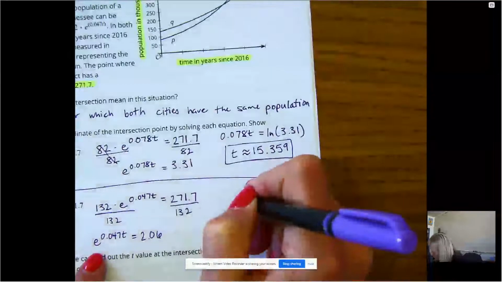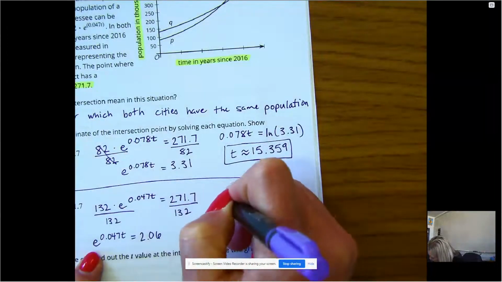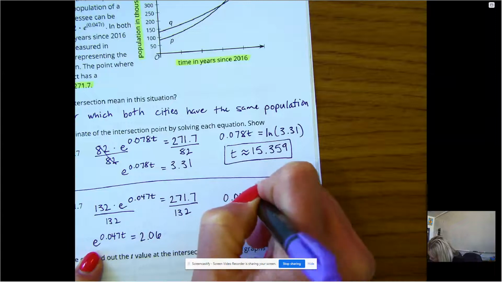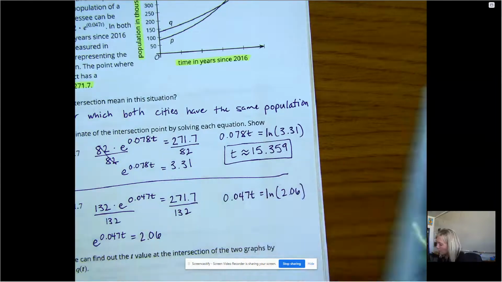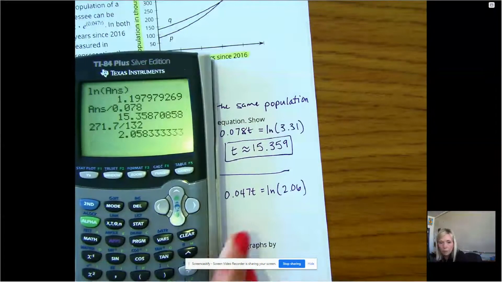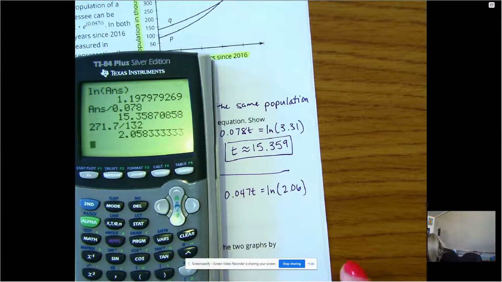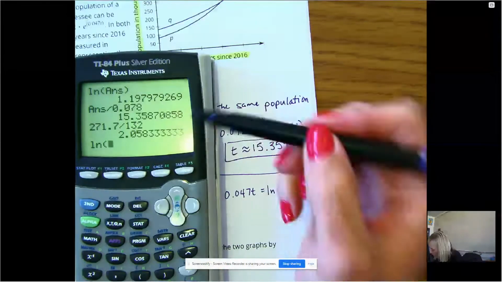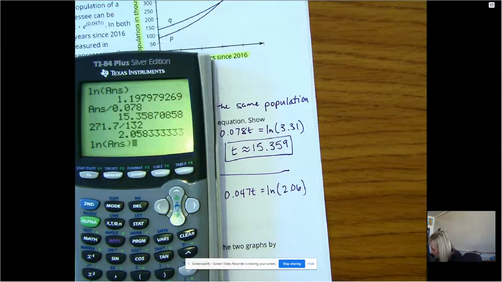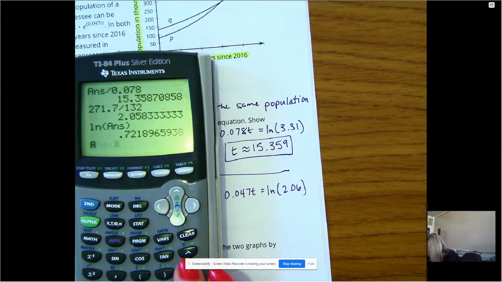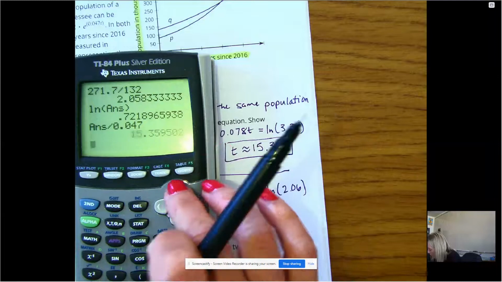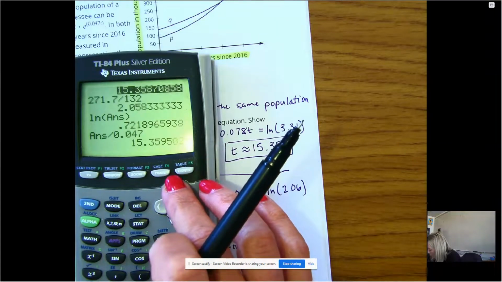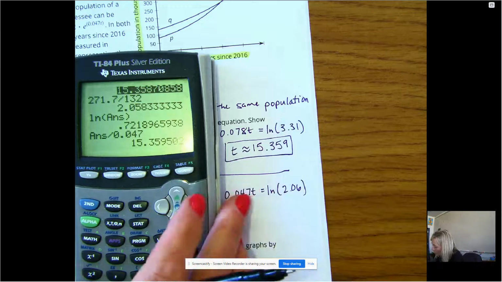But then again, I'm going to use the natural log since the base is e, so 0.047t equals the natural log of 2.06. But when I put it in the calculator, I'm going to have it do the natural log of the above answer, and then divide that by 0.047. And I get almost exactly the same answer as I did up here, 15.359 again.